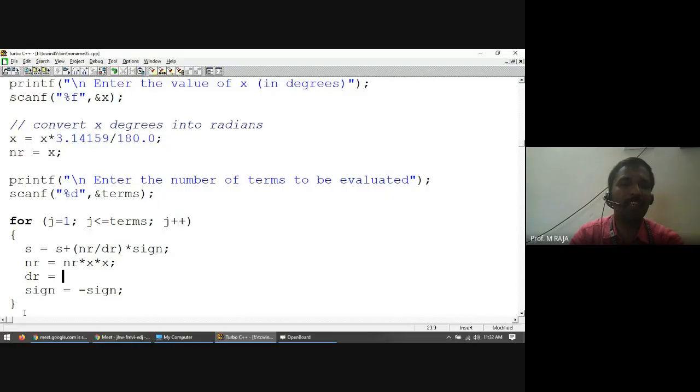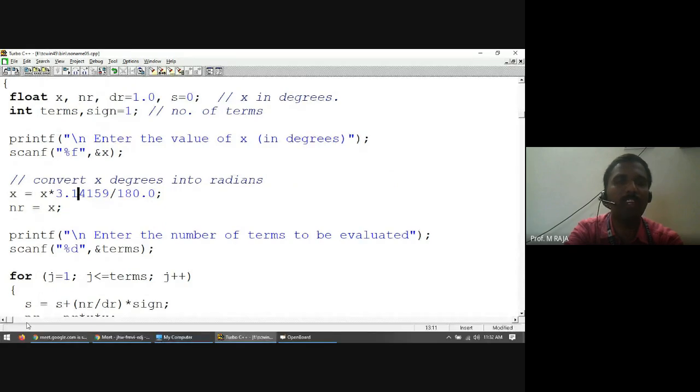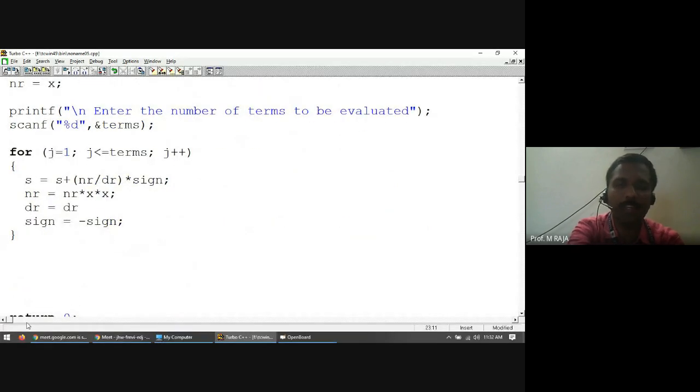So here I write, we try to write initially the denominator. What is the current denominator? Current denominator has already been set to 1.0. Denominator into 2j into 2j plus 1. So I write 2.0 star j star, 2.0 star j plus 1.0, then sign is equal to minus sign.